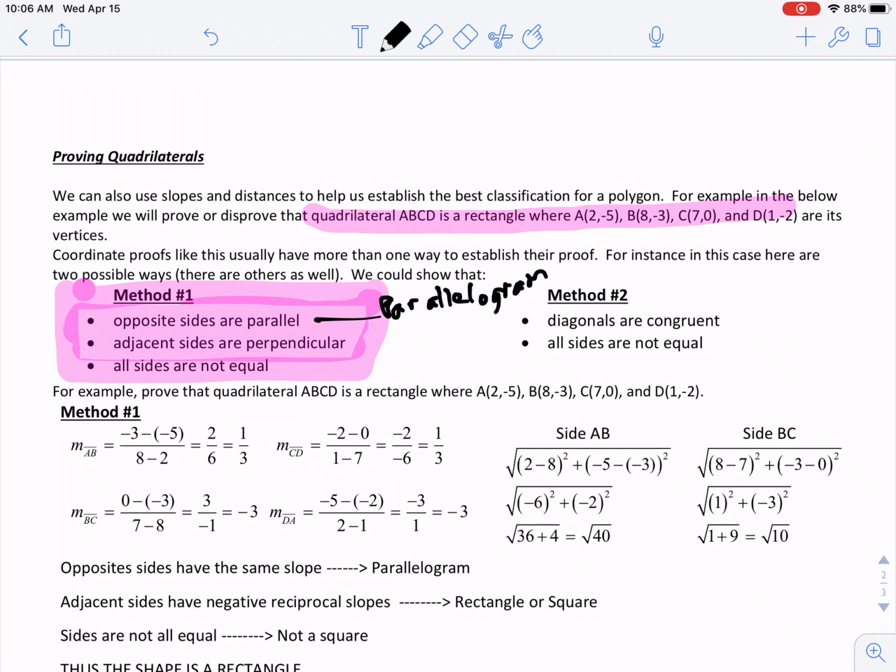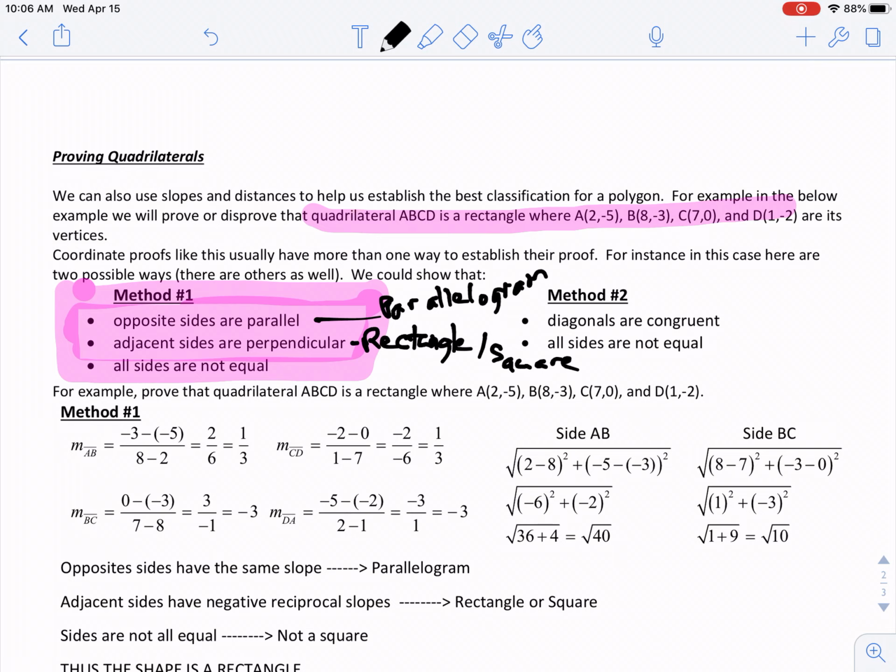All right. The next thing I'm going to check is, are the adjacent sides perpendicular? If they are perpendicular, that means it's a rectangle or square. If not, it could be a rhombus. Actually, I want to leave that one off. If they're not perpendicular, it could either be a rhombus or a parallelogram.